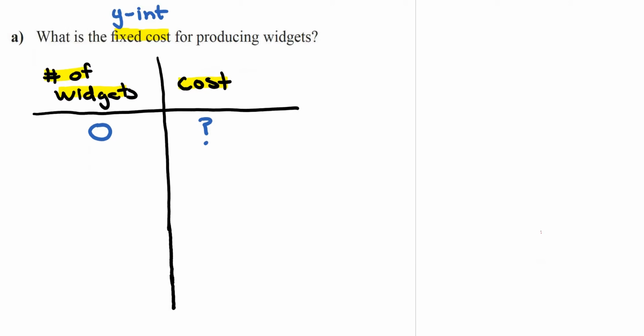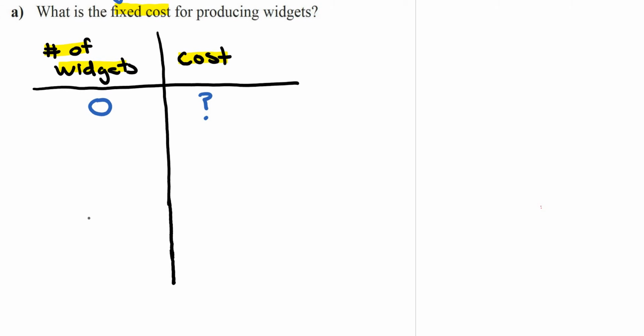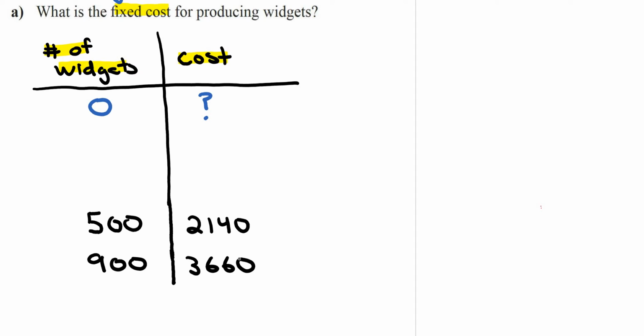If I use the data that's given to me in this problem, we know that 500 widgets is going to cost $2,140, and I know that 900 widgets would cost $3,660. There are several ways you could solve this particular problem. Regardless of what method you use, you would definitely need to figure out the slope.